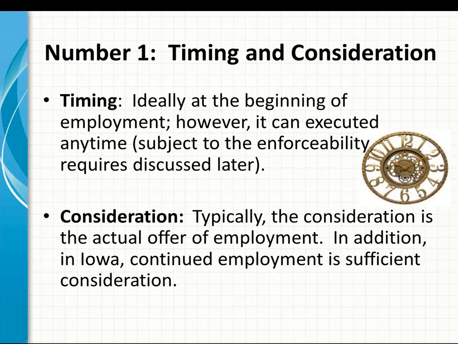In addition, continued employment is considered sufficient consideration. However, if you have an independent contractor, continued employment or a continued relationship would not be considered sufficient consideration. Therefore, if you didn't offer a non-compete to an independent contractor at the beginning of the relationship, you would need to provide them with some additional consideration, such as a raise or a new bonus, in order to get them to sign a non-compete agreement.